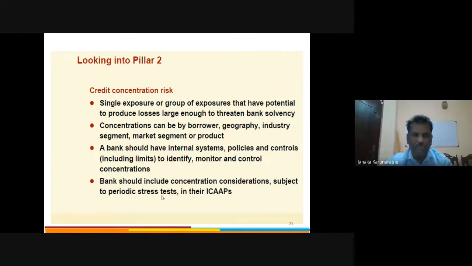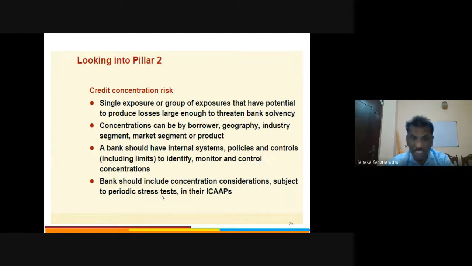So if you have lent to exporters in the tea export industry, where most exports go to Russia, they will be significantly affected by the war. That's a risk which we never expected. Remember, we never expected it.